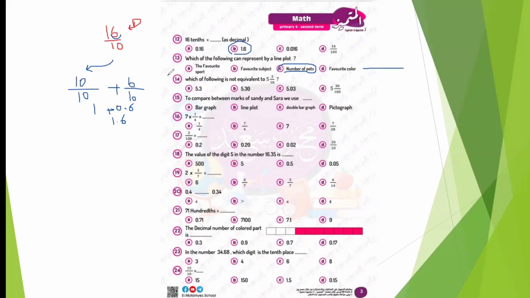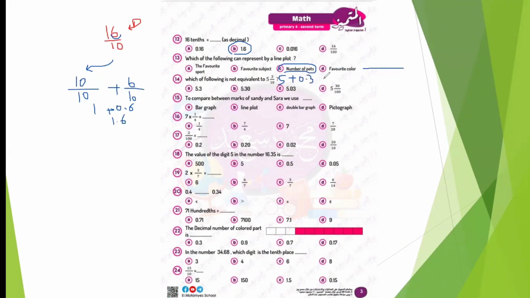14. Which of the following is not equivalent to 5 and 3 out of 10? That means all the answers are equivalent to 5 and 3 out of 10 except 1. Can I write this as a decimal? Yes. This is 5 plus 3 out of 10, which means 0.3.